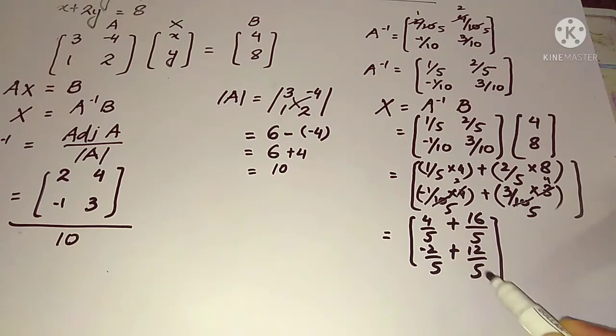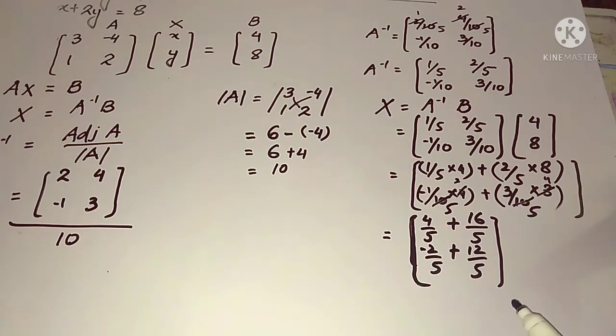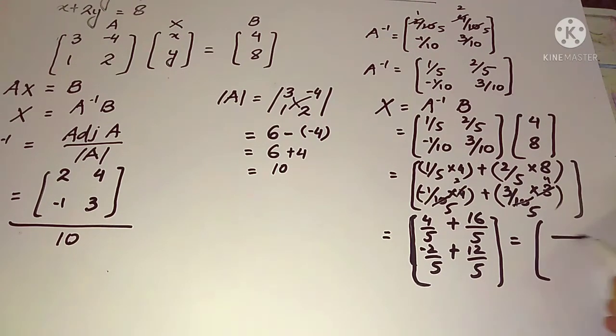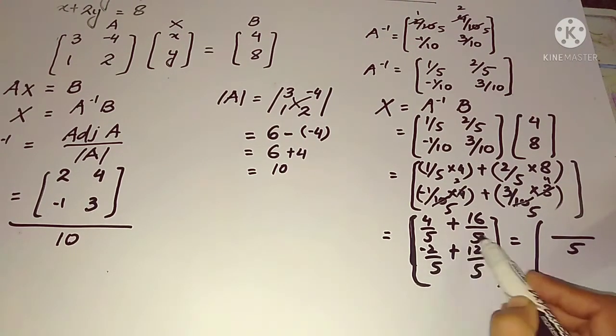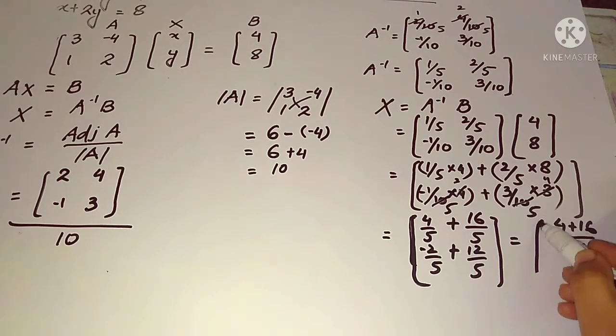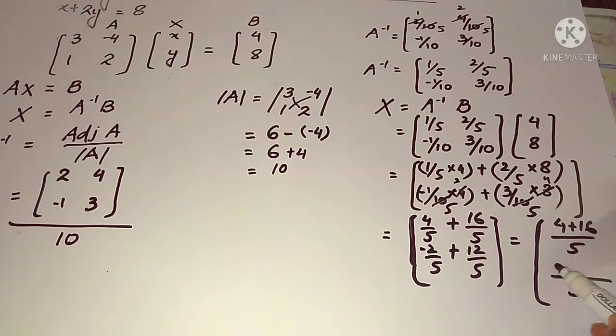Now we will solve it. Can you see the denominators are the same and these are fractions? So we will take the LCM. The LCM is 5, so in the numerator we will have 4 plus 16. And here we will also take the LCM. The denominator LCM is 5, and in the numerator we have minus 2 plus 12.